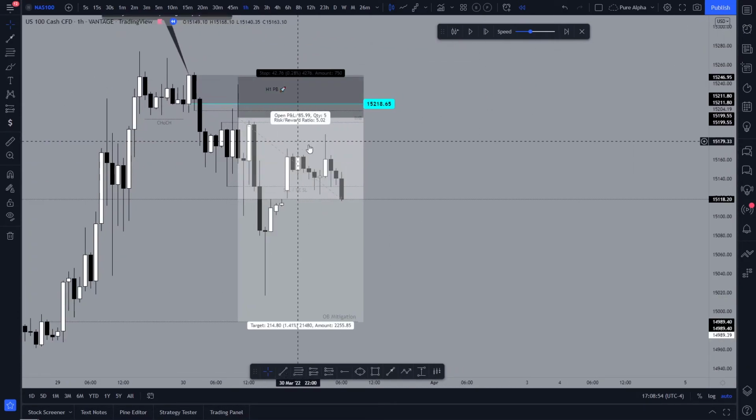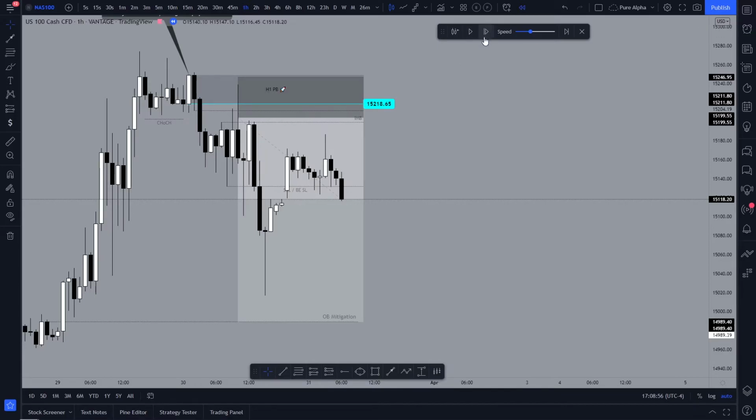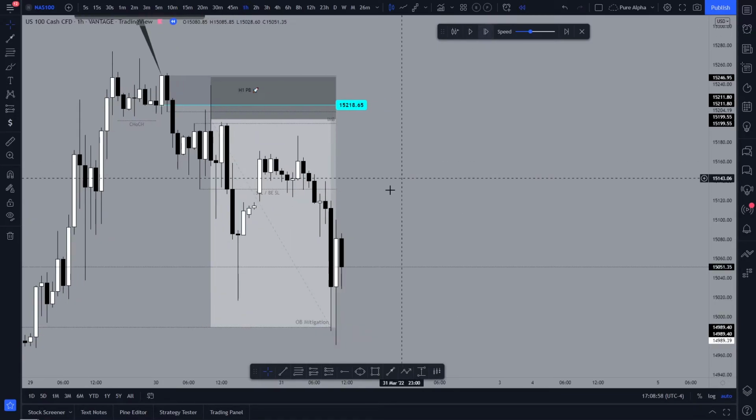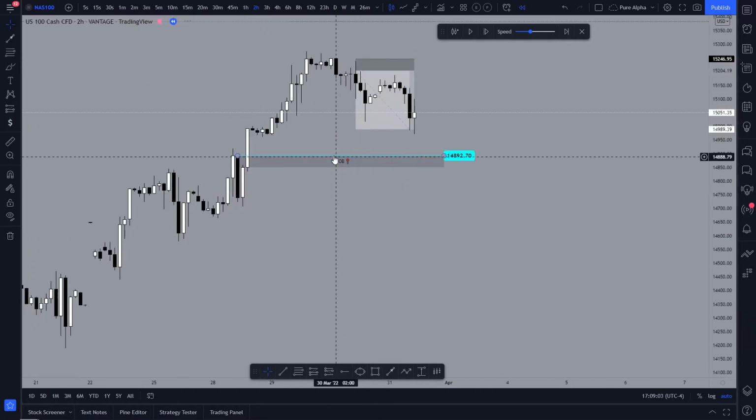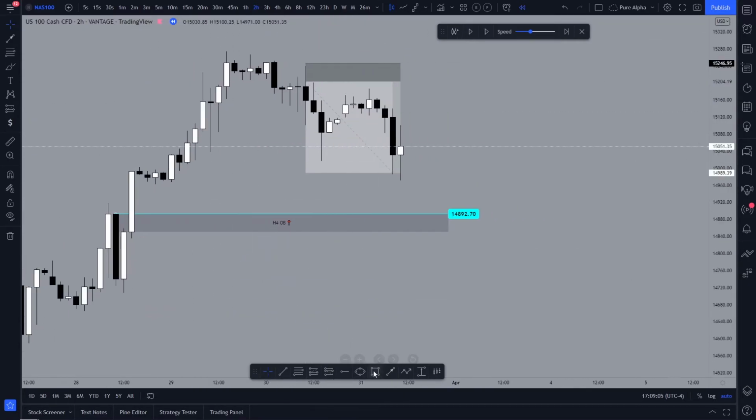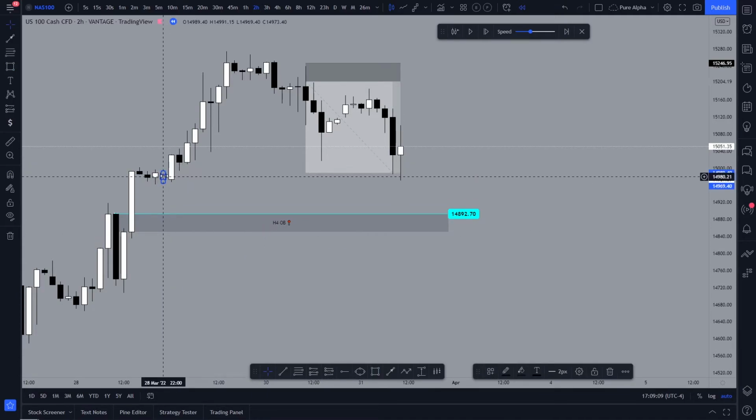I go to sleep really early. Had I been here, that would have been a perfect entry to scale in again, but it didn't happen, so it doesn't really matter. And once again, price comes down to this H2 order block over here, and it's not drawn, but I could just draw it real quick to show you guys what it looks like.